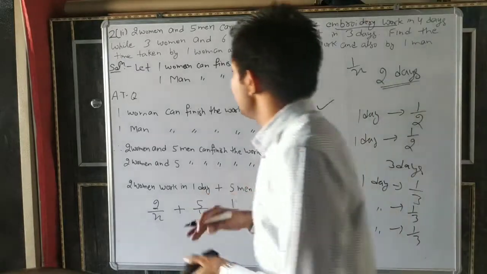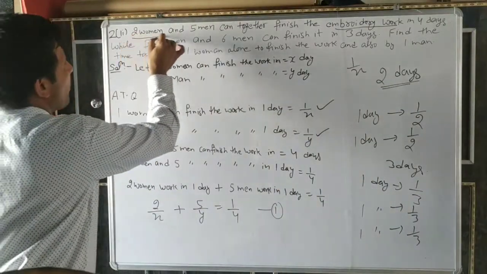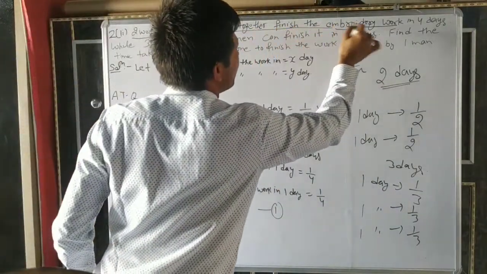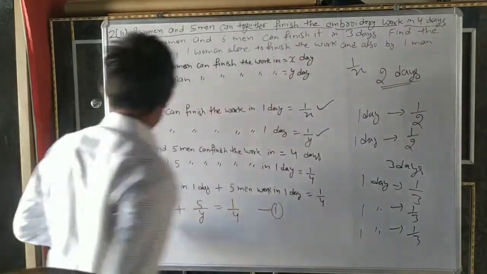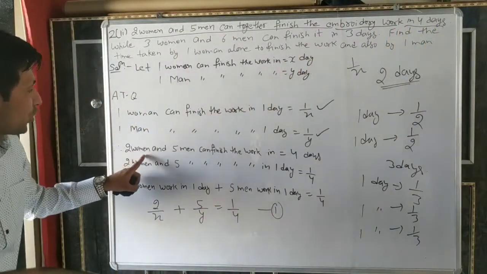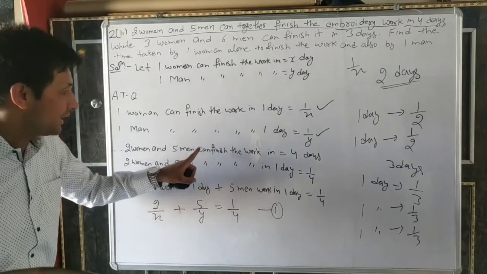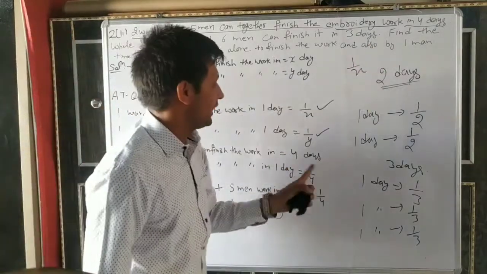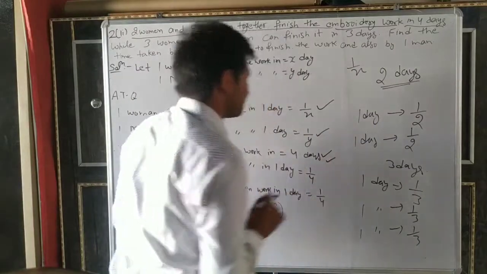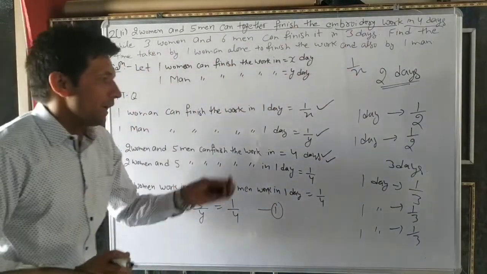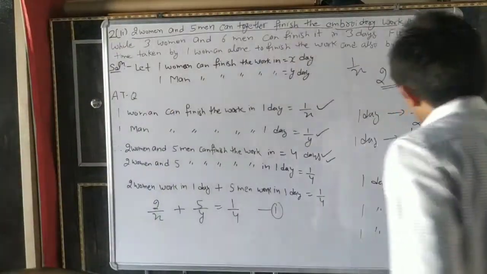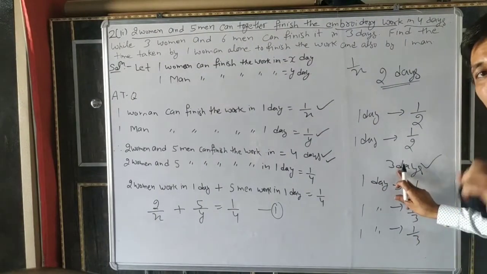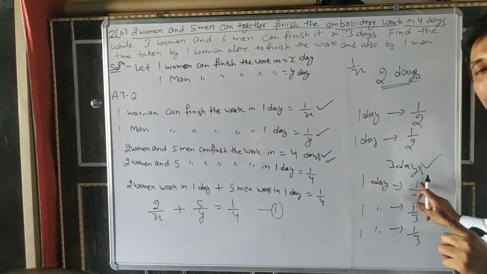Understand? Now in the question it is given, 2 men and 5 women can finish the work in 4 days. So we write, therefore, 2 women and 5 men can finish the work in how many days? In 4 days. Now, same as it is here, if you can finish a work in 3 days, so in 1 day how much will you finish?